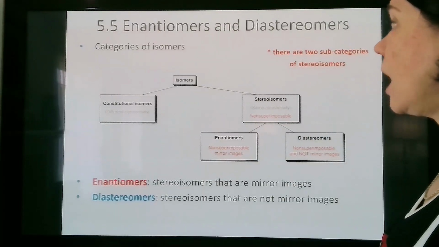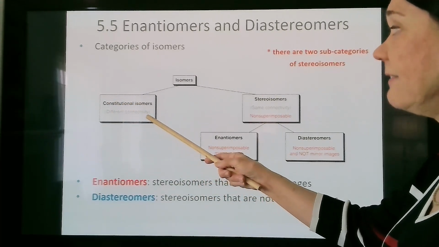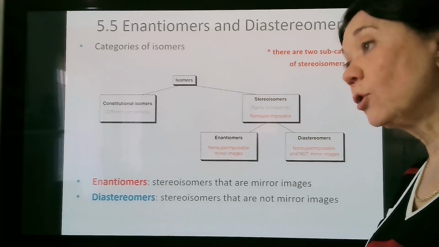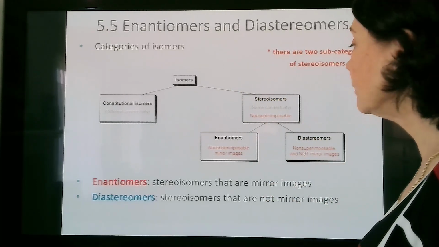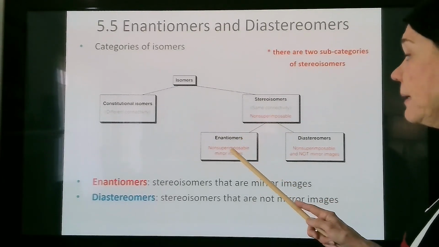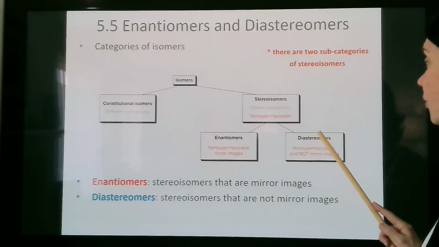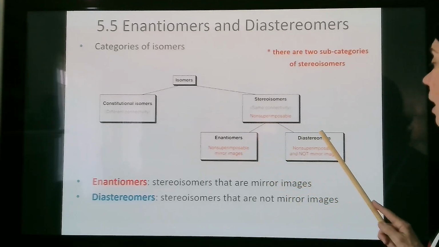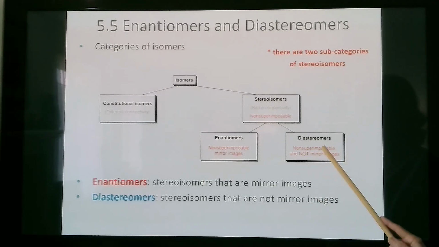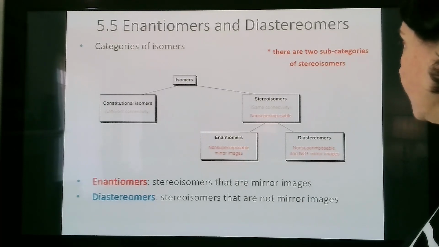So enantiomers and diastereomers, remember you've got constitutional isomers, they have a different connectivity. Stereoisomers, which have the same connectivity, but the groups point in different directions. They have a different spatial relationship. You have enantiomers, which are mirror images, non-superimposable mirror images, and then everything else, all other stereoisomers, which are not mirror images, are diastereomers. They are non-superimposable and not mirror images. And so we're going to see some examples of these also.